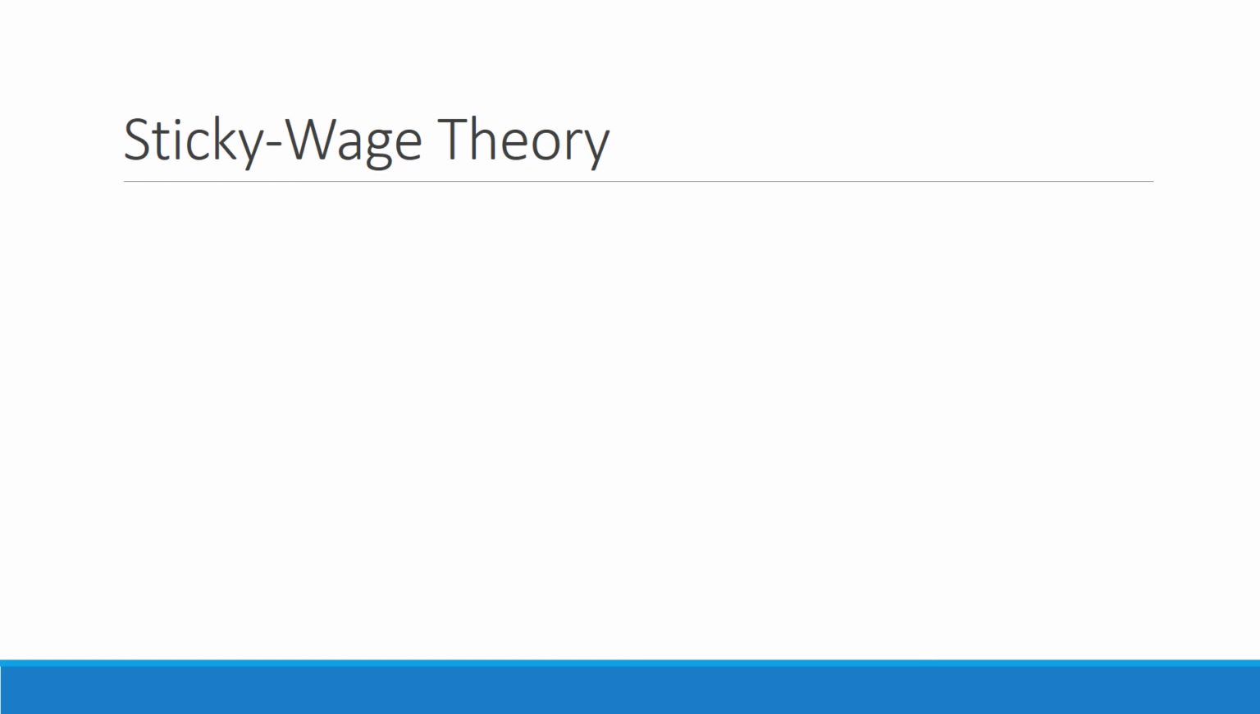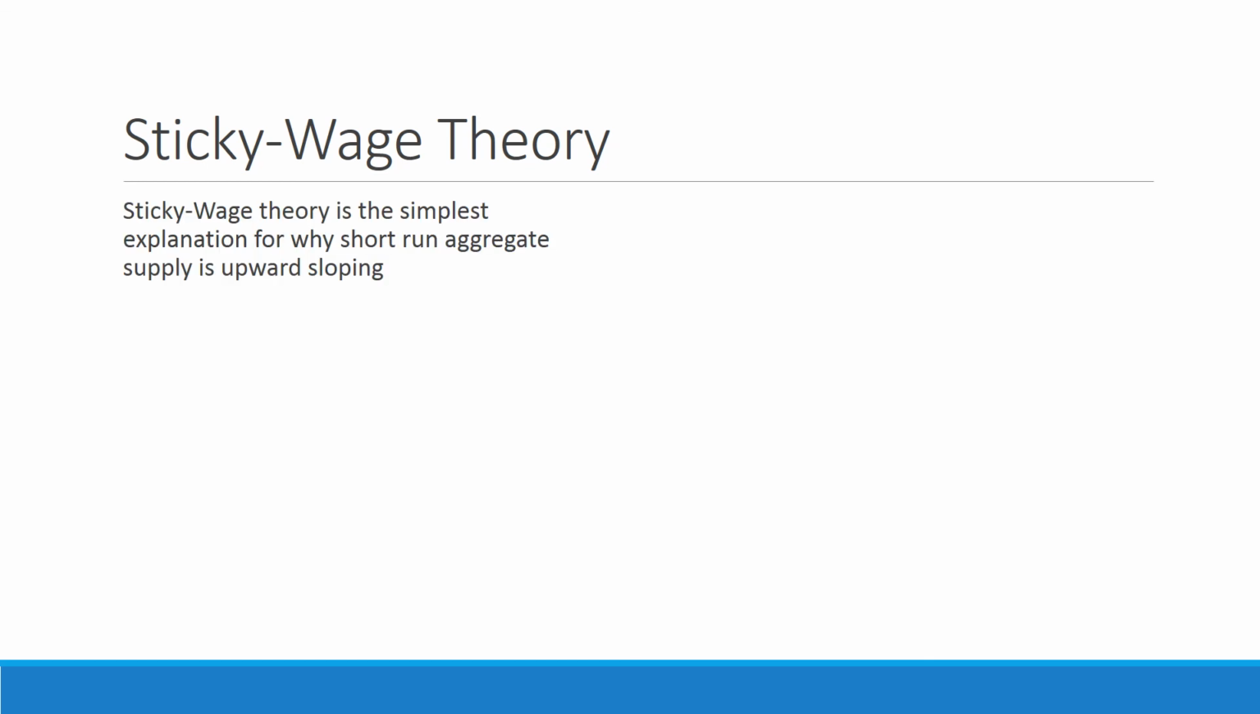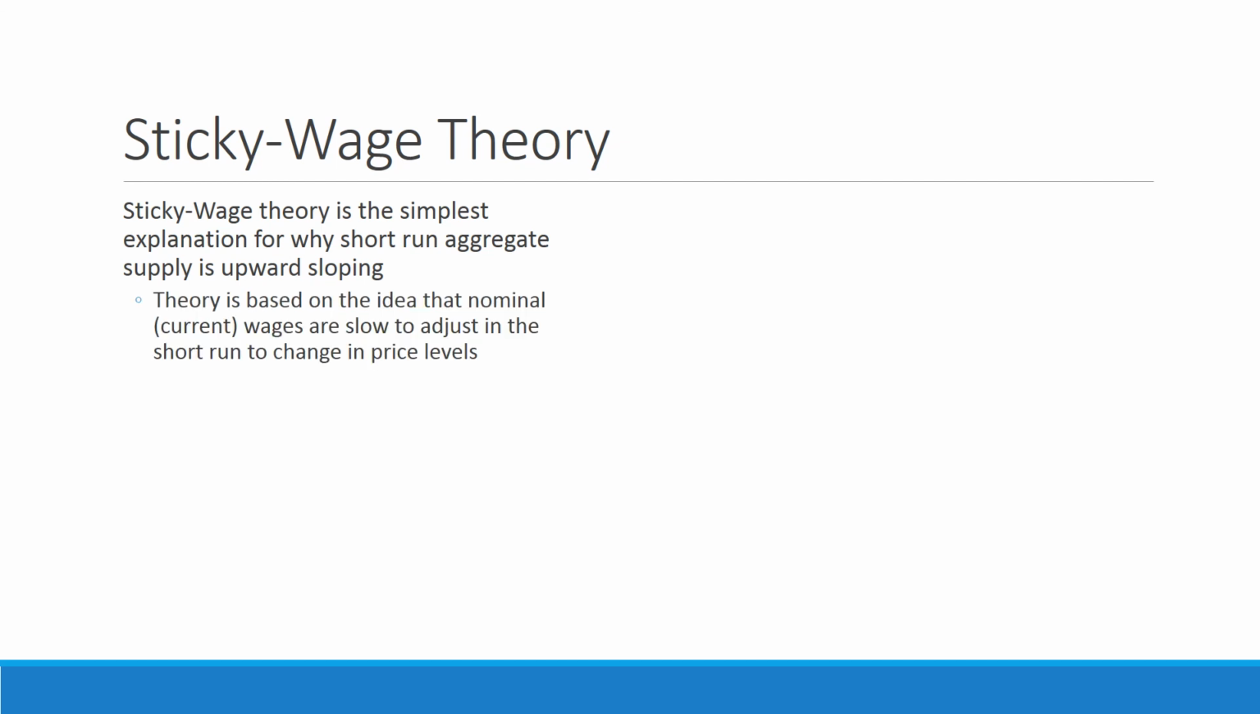So let's start with sticky wage theory. Sticky wage theory is the simplest explanation for why short-run aggregate supply is upward sloping. The theory is based on the idea that nominal wages, remember this is the current wage, what you would bring home on your paycheck, are slow to adjust in the short run to a change in price level. And that is very easy to make sense of.